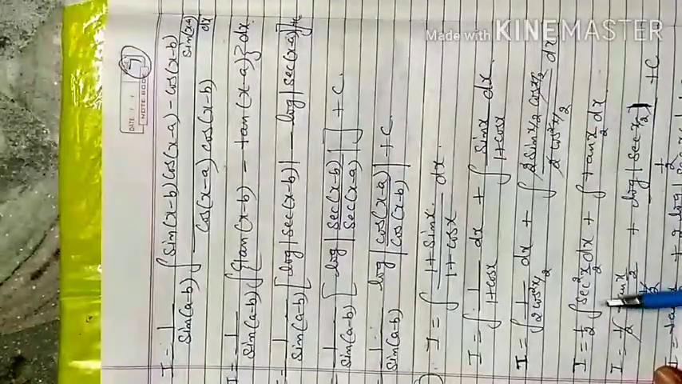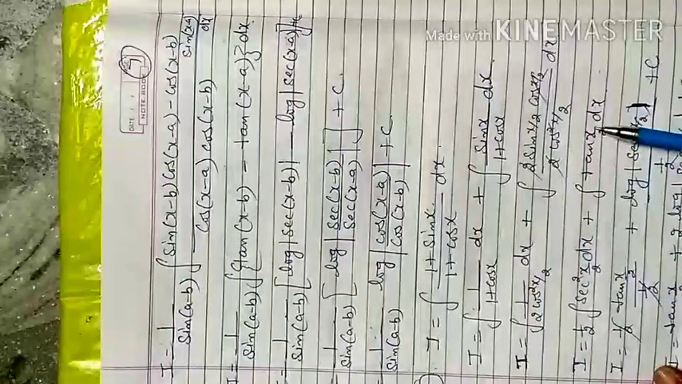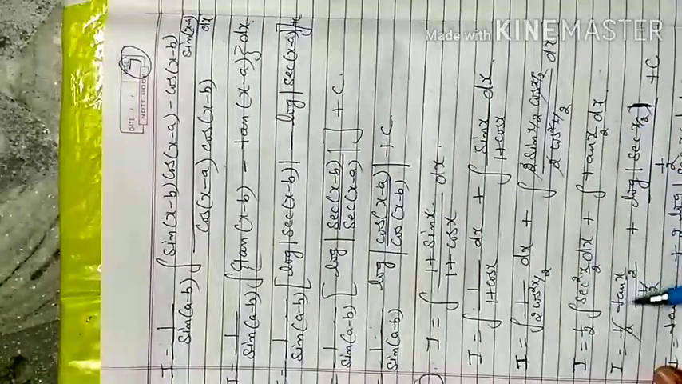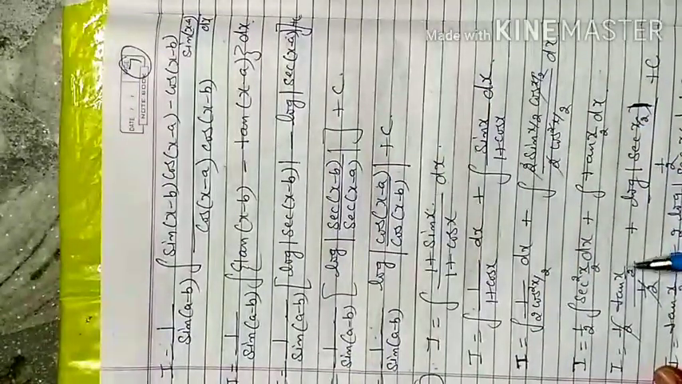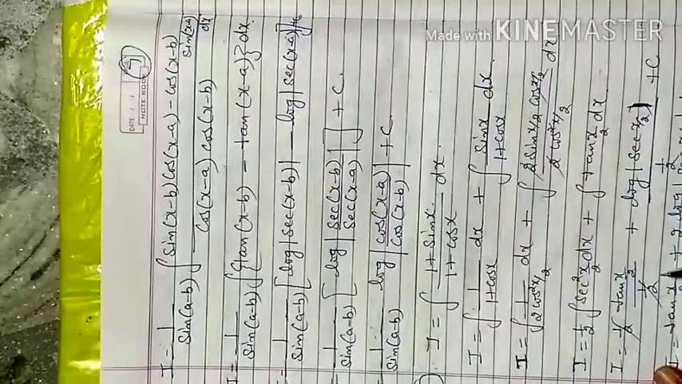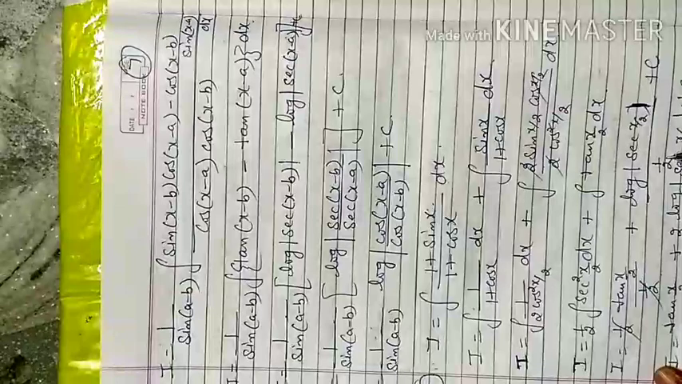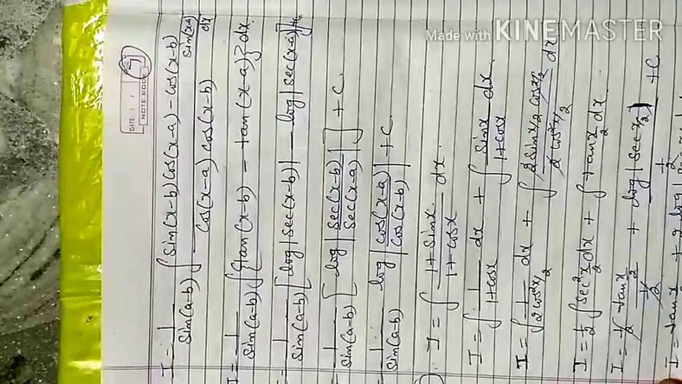And after solving we get secant square x by 2 and tan x by 2. Secant square integration is tan x by 2, but x by 2 differentiation should be written in the denominator. Here also x by 2 differentiation is in the denominator, and we get tan x by 2 plus 2 log secant x by 2 plus c.